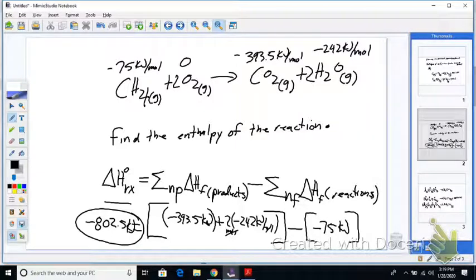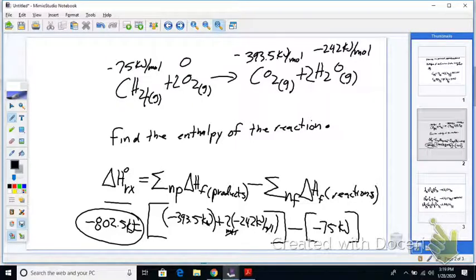Okay. This is where a graphing calculator is really nice, because you can put everything in parentheses and... Done. Yep.